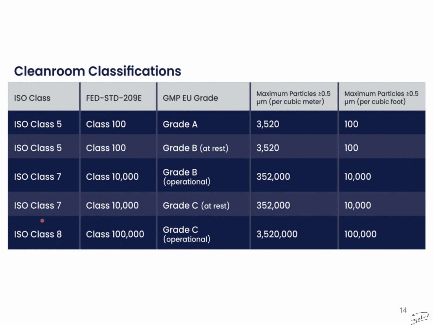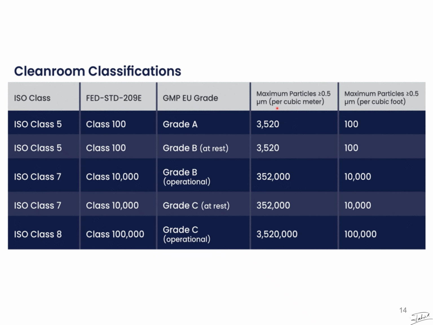According to the ISO guidelines, we have ISO class 1, 2, 3, 4 up to class 9. Federal standard, this is the USA approved classification. In that case, we can classify class 10, class 100, class 1000, class 1 lakh area. And this is the EU GMP grade, that is ABCD.